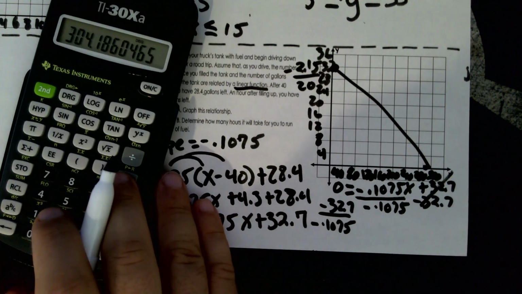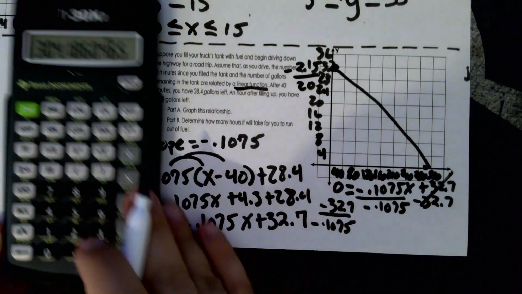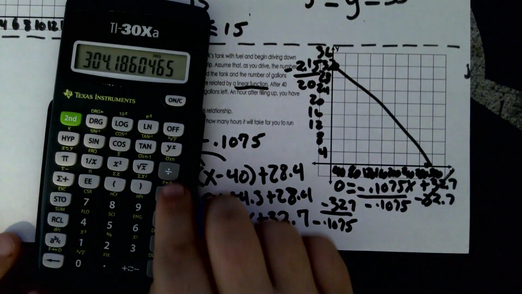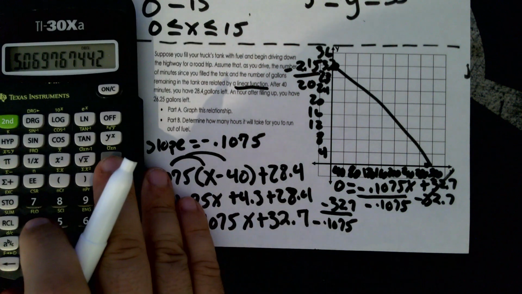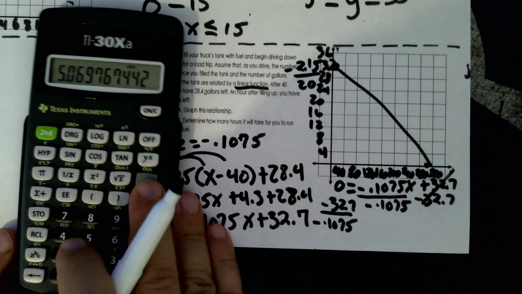And it says how many hours will it take for you to run out of fuel? So this is minutes, but we need to divide it by 60 because we're talking about hours. And that's a little over 5 hours. We're going to round this down to about 5 hours.